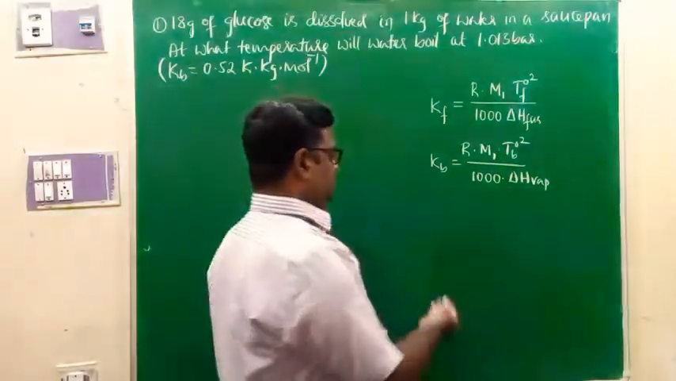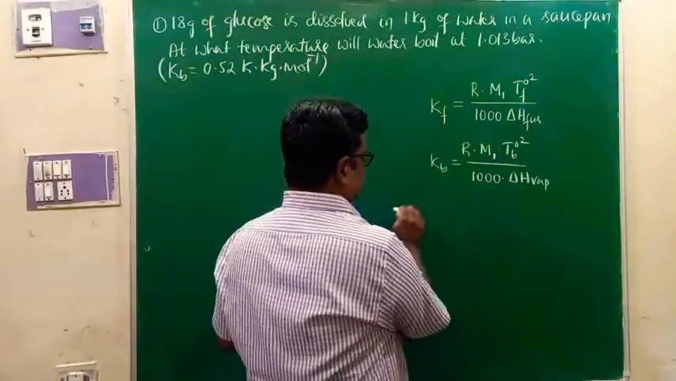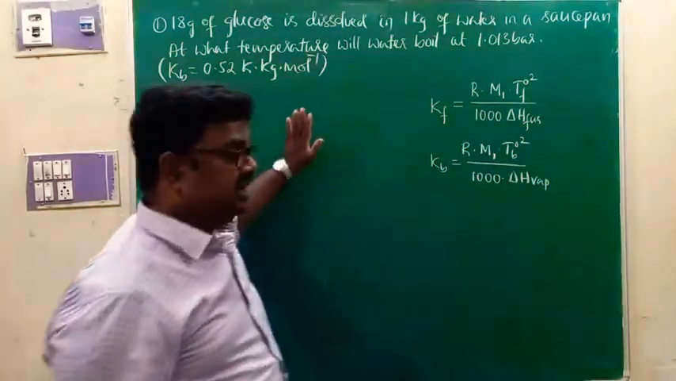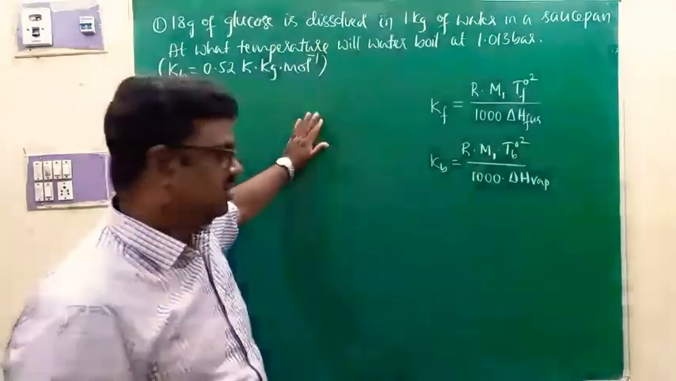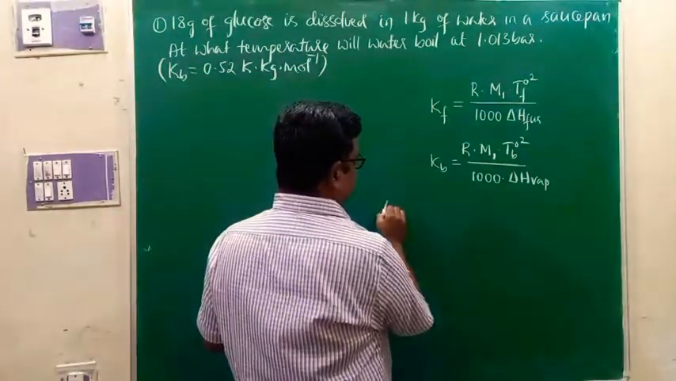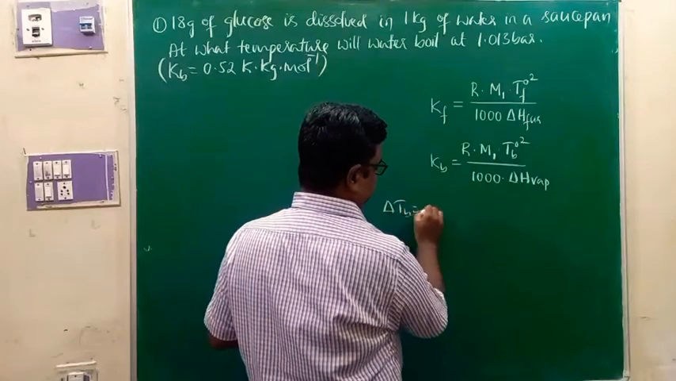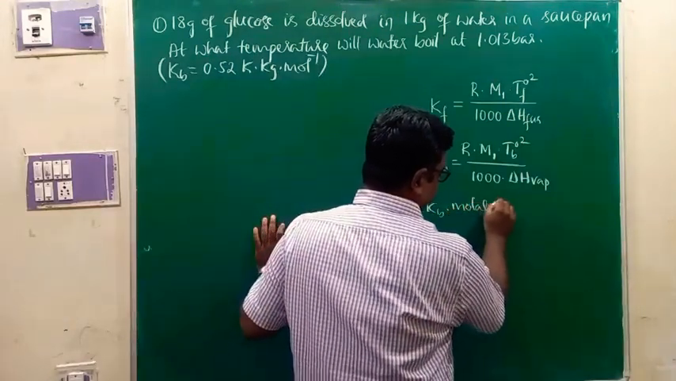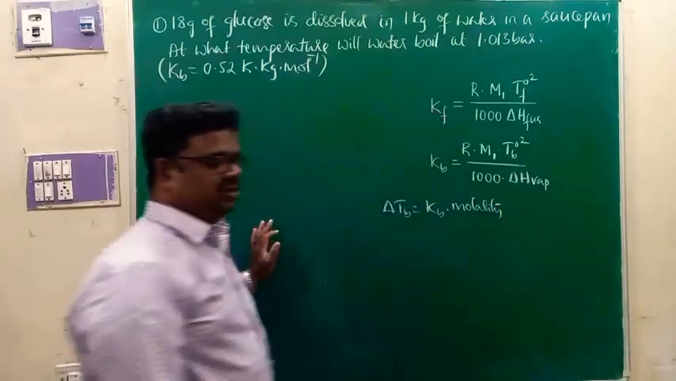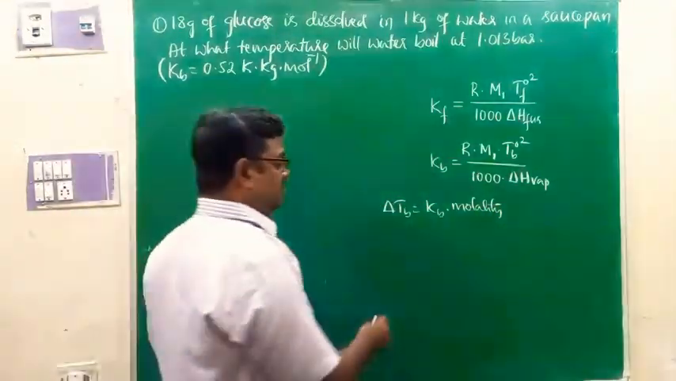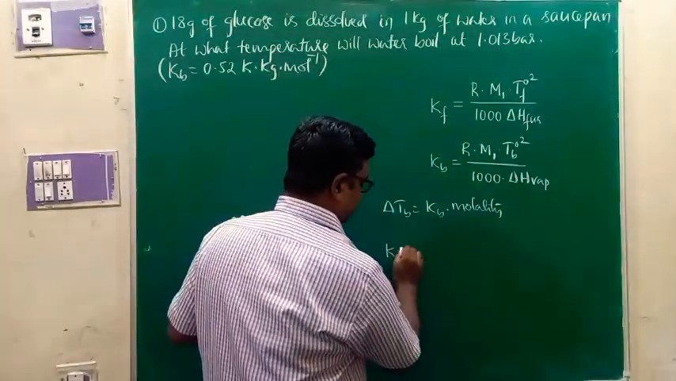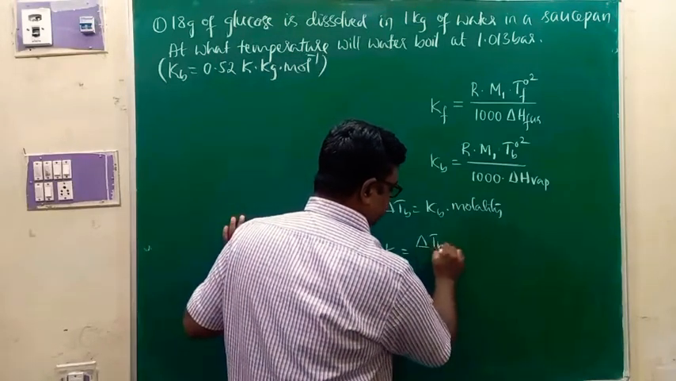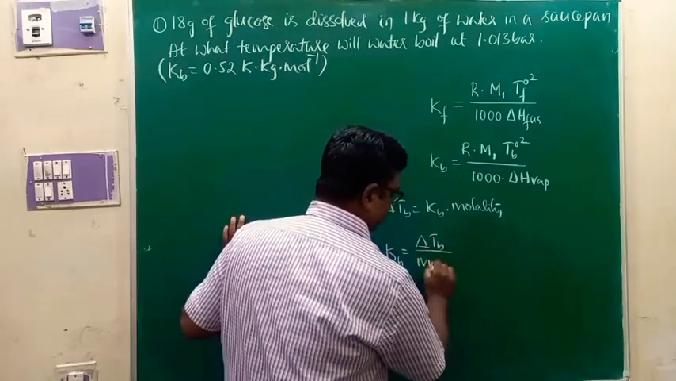And one more thing the students generally ask me: why should we write the unit of Kf and Kb as Kelvin kg per mole? We know that delta Tb is equal to Kb into molality. Now I want to show you what the unit of Kb is. Kb is equal to delta Tb divided by molality.